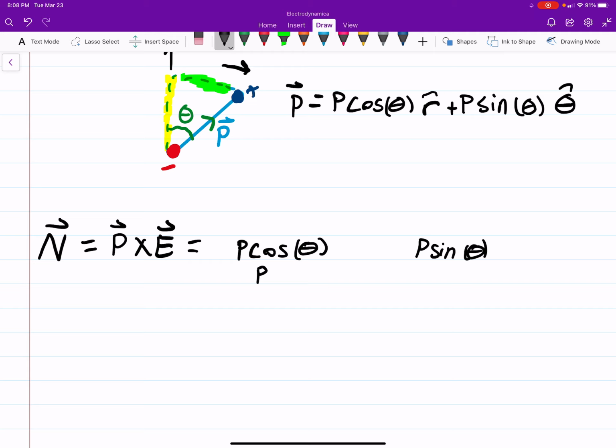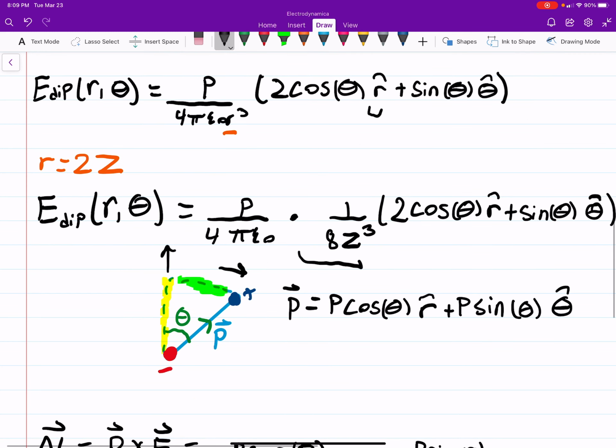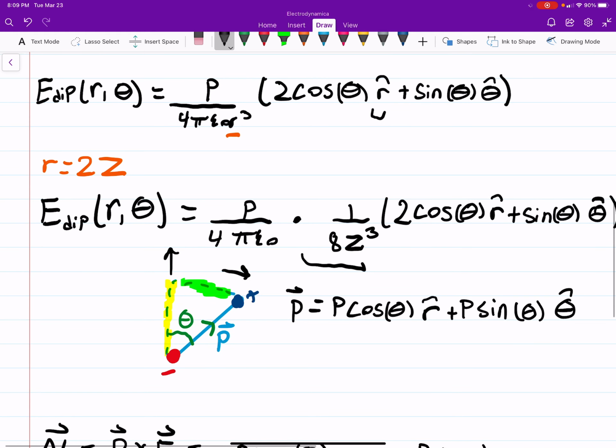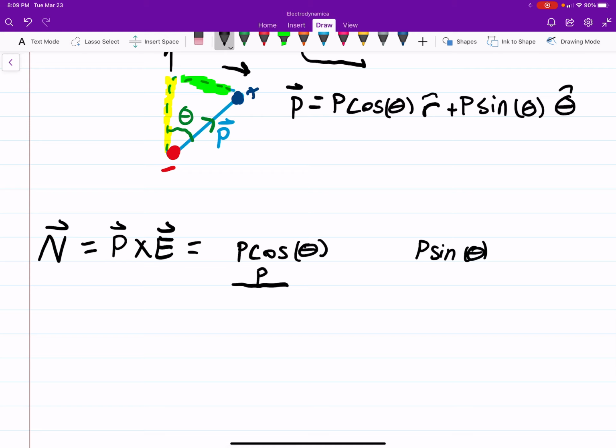We have, so this is for our moment. And then over here, we have P over, so we'll take the R first. And keep in mind, we have A2, so actually, we'll look at this one. We're only going to take the R hat component, and that's going to be P over 16 pi epsilon naught z cubed cosine theta.